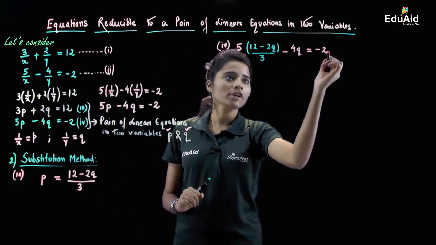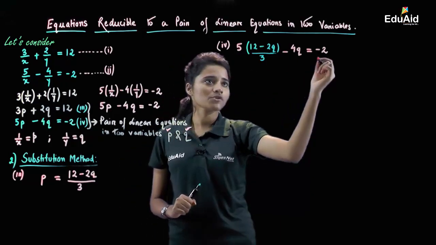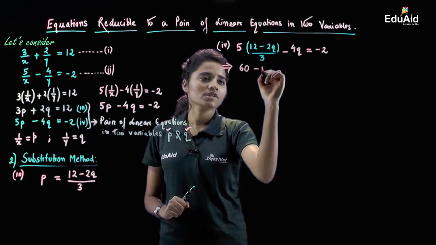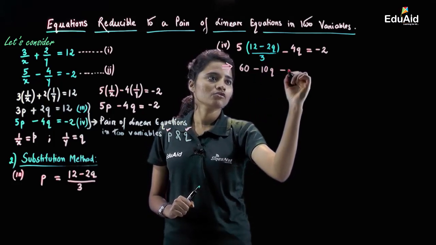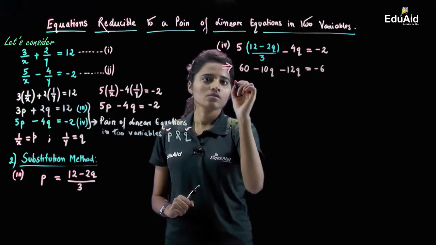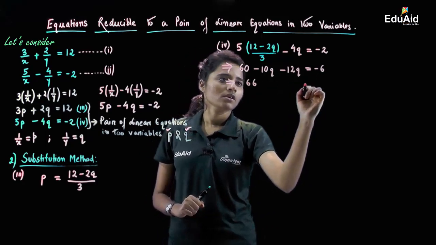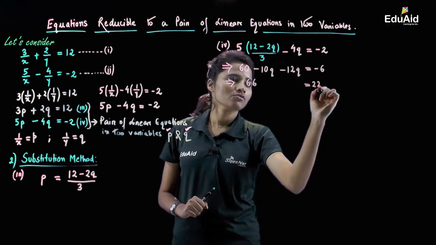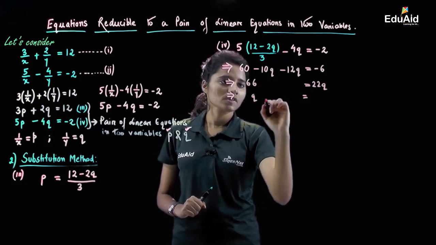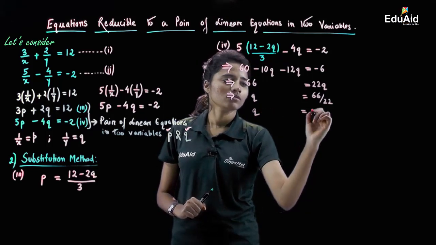So, see, this equation has only one variable, q. Okay, and so we can find its value easily. So that's the reason we have substituted. 12 5s are 60 minus 5 2s are 10q minus 4 3s are 12q is equal to minus 6. So if I write 60, this will be 66, and then this will be 22q, or we can write q is equal to 66 by 22, that is q is equal to 3.